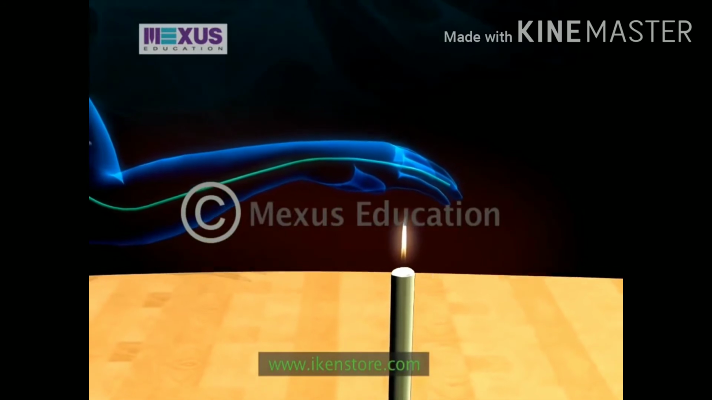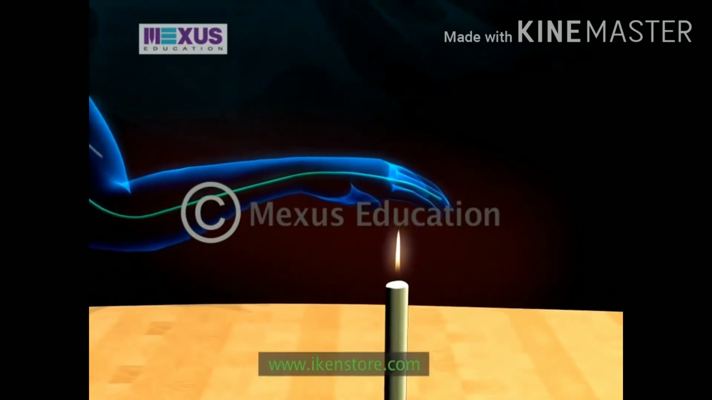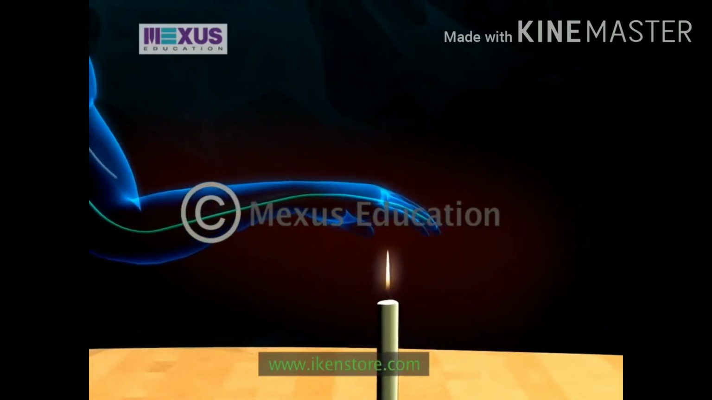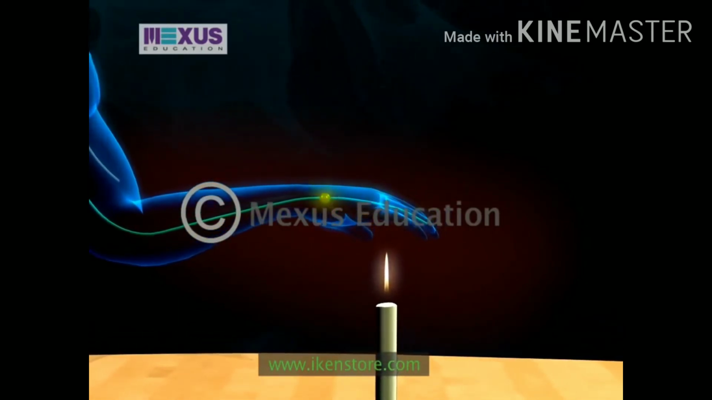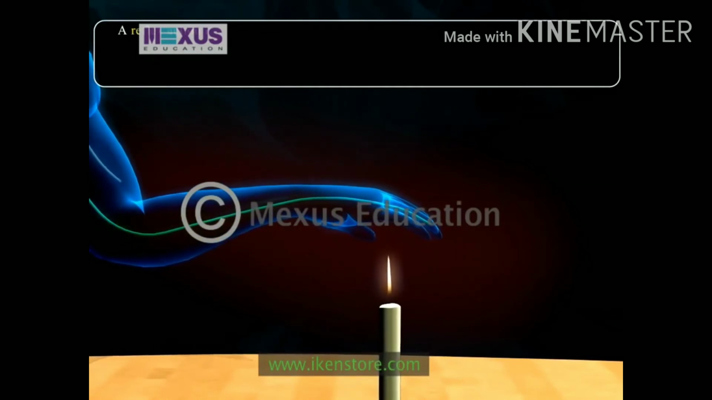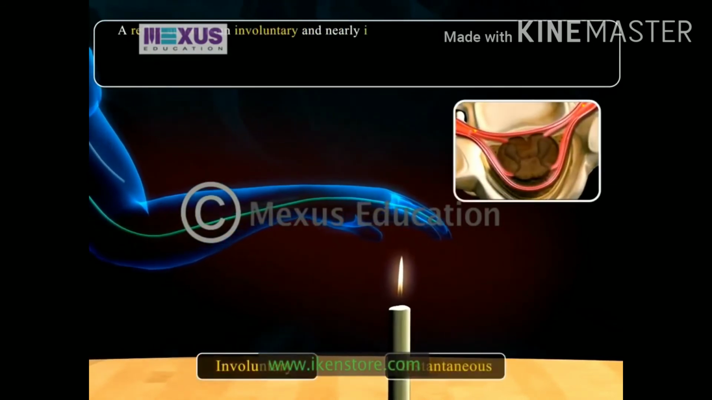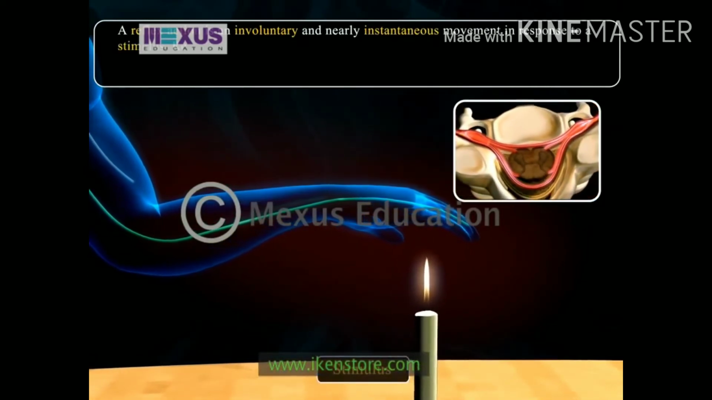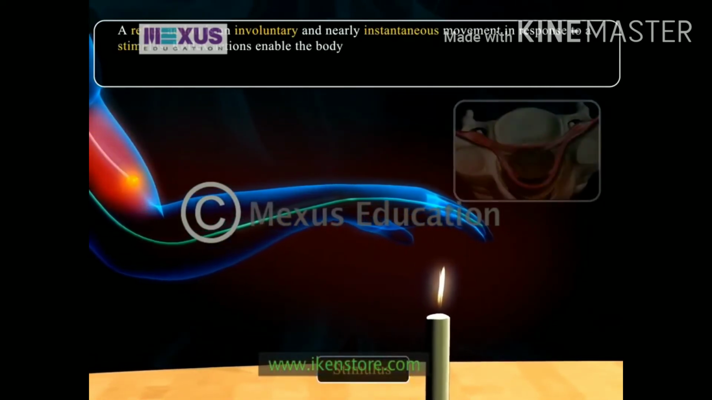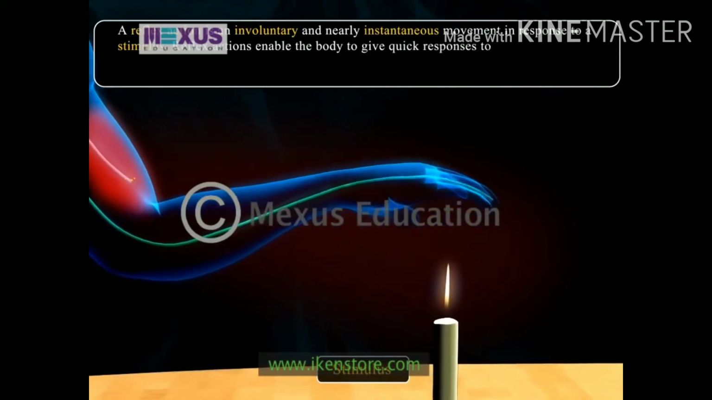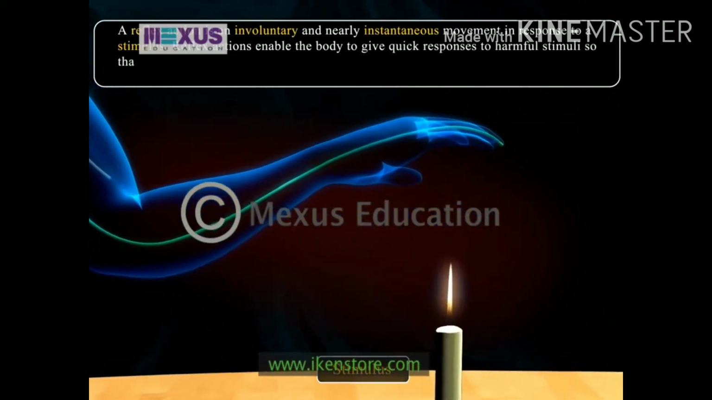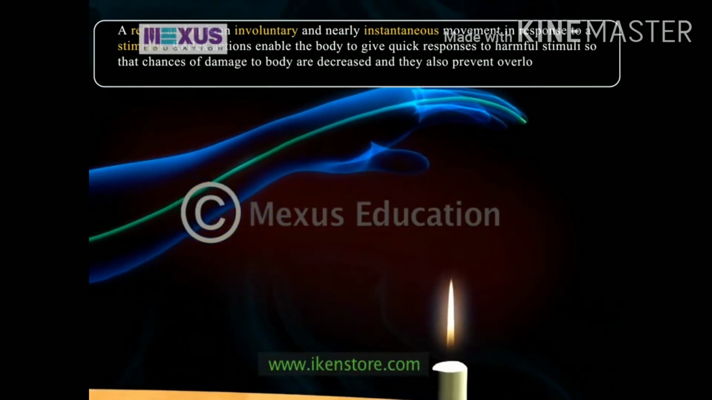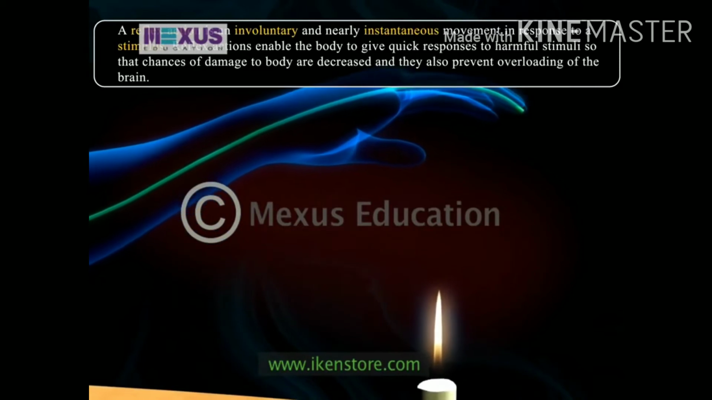Of the many kinds of neural activities, there is one simple kind in which a stimulus leads to an immediate action, known as reflex action. A reflex action is an involuntary and nearly instantaneous movement in response to a stimulus. Reflex actions enable the body to give back quick responses to harmful stimuli, so that chances of damage to body are decreased, and they also prevent overloading of the brain.